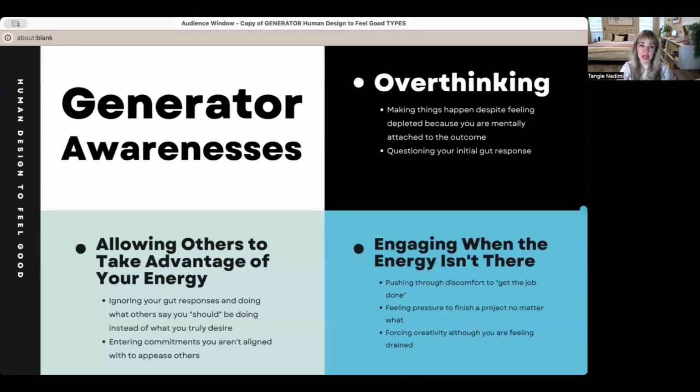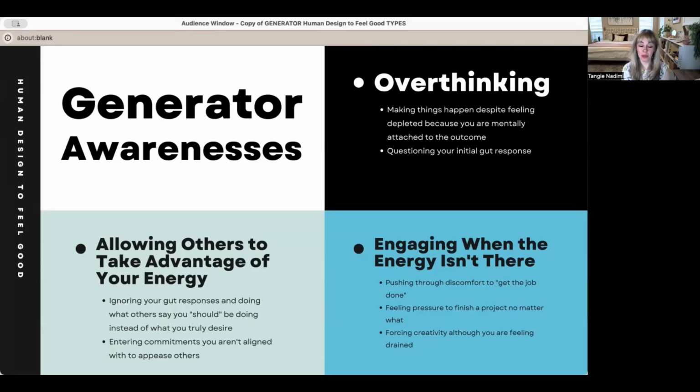Awarenesses that generators may need to take a look at are overthinking, trying to make things happen despite feeling depleted because they are mentally attached to a certain outcome. Generators may question their initial gut response. And a lot of times, when you move that energy to the mind into judgments, good, bad, right, or wrong, you lose sight of what that initial gut response was.